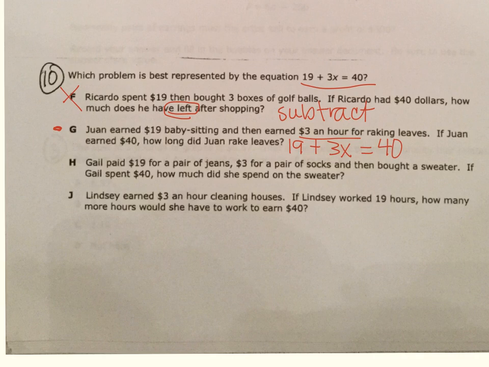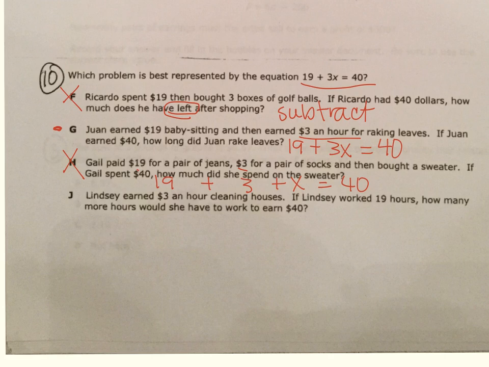Gail paid $19 for a pair of jeans, $3 for a pair of socks, and then bought a sweater. Okay, Gail spent $40. How much did she spend on the sweater? So that would be 19 plus the socks, 3, and then the sweater. We don't know how much was the sweater, so that would be x equals 40. This is the equation that goes with that statement, which is not the statement we're questioned on. Let's look at the last one.